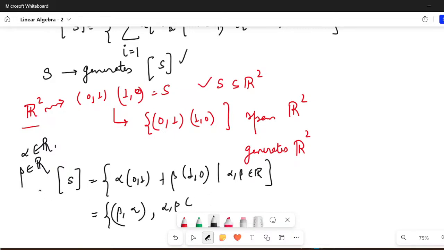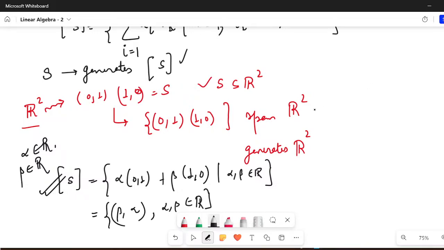So this is your linear span. This is your linear span. Is that clear? So for example, it's not that you only have to define these standard ones. You can take other ones also.